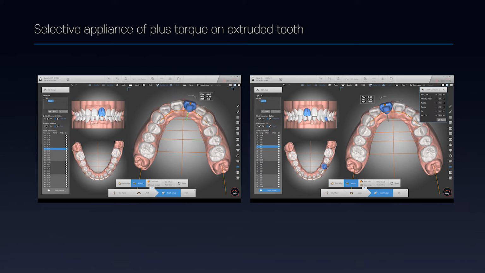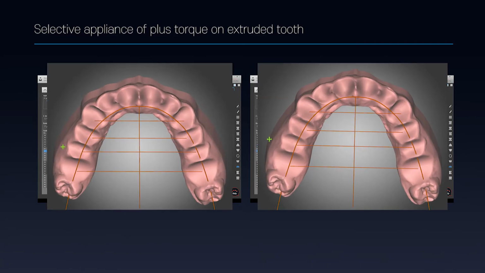The left side moved the 4 anterior teeth through expansion, and the right side applied plus torque only to the central incisors. The case on the right formed a more ideal arch line.